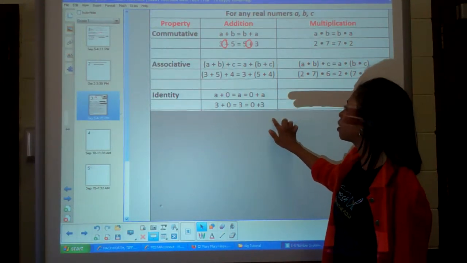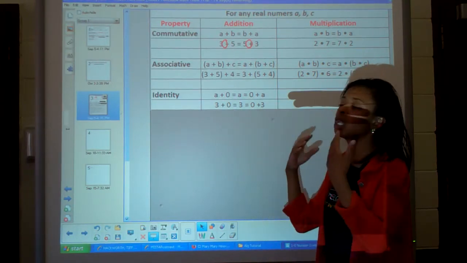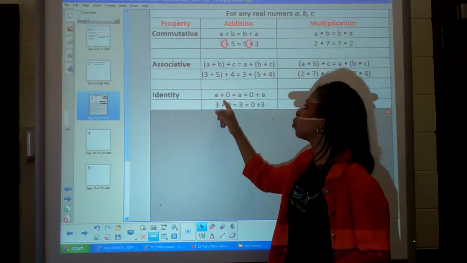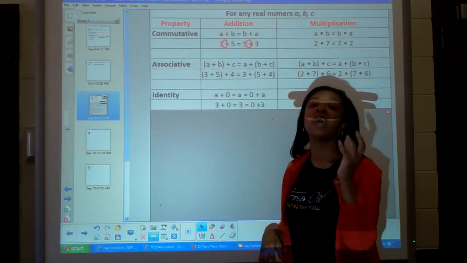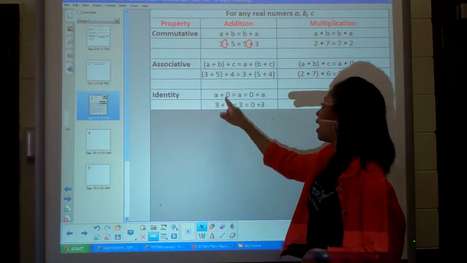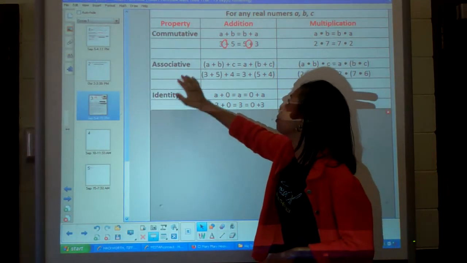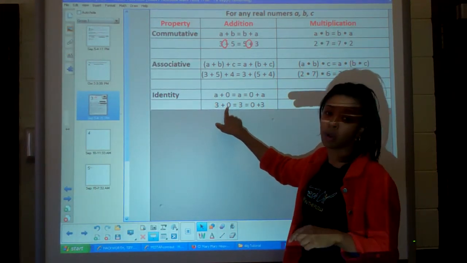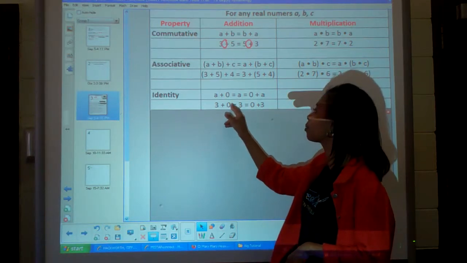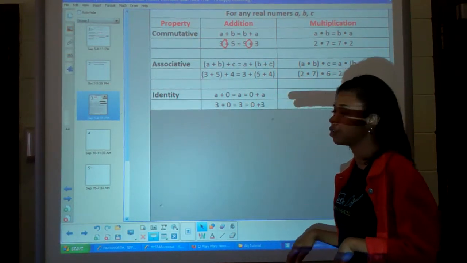For example, 3 plus 0 is equal to 3. And if I switch it as 0 plus 3, still 3. This is identity. When I add a number plus 0, it still equals itself. So a number plus 0 is going to be itself, and that's the identity property for addition.